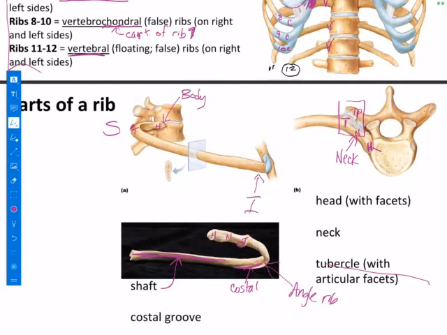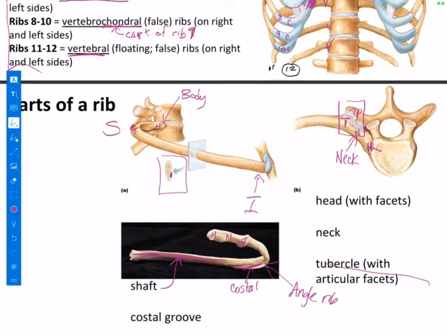Okay. If you turn a rib and look at the profile, like you can see right here, the costal groove is basically right here. It runs along the shaft, and that's where that nerve and blood vessels fit. So that's it for the axial skeleton.